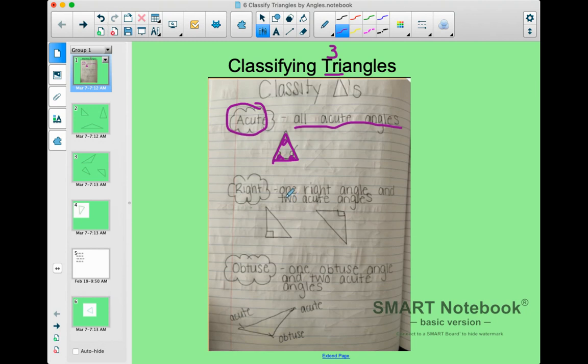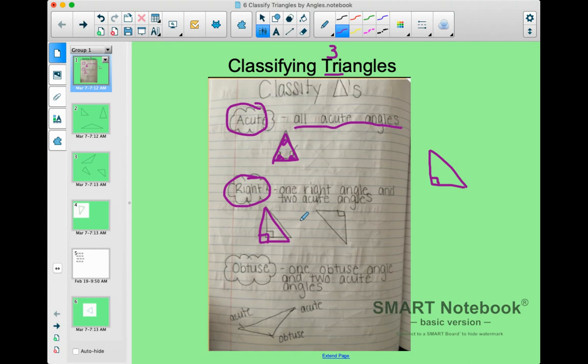If you have a triangle where one of the angles is right and the other two angles are acute, then you have what is called a right triangle. Anytime you see a triangle that has this little square in the corner, that tells you that it's a right triangle. If it has a corner that looks like an L, like the corner of a door, it's a right angle, and that means that the other two angles are going to be acute.